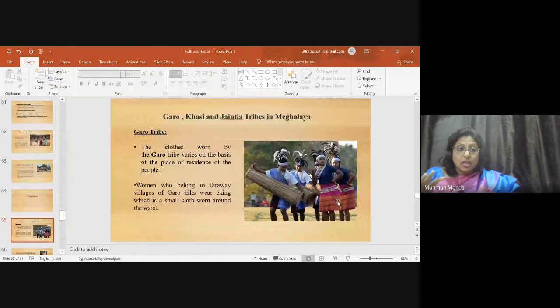It's really striking. These cloths worn by the Garo tribe vary on the basis of the place of residence of the people. They wear these costumes mostly in marriage ceremonies and religious festivals, and women who belong to faraway groups of the Garo Hills wear this ekin, which is a small cloth worn around the waist, this pinkish one.